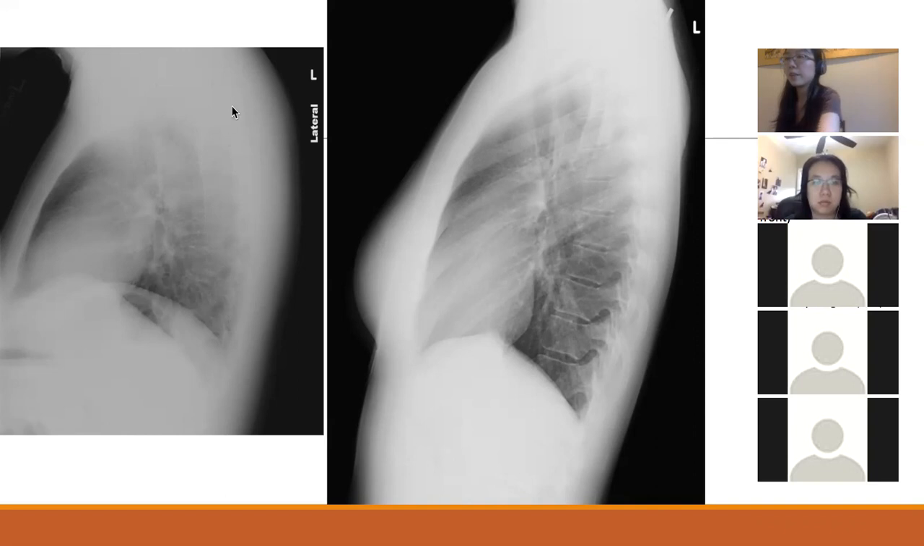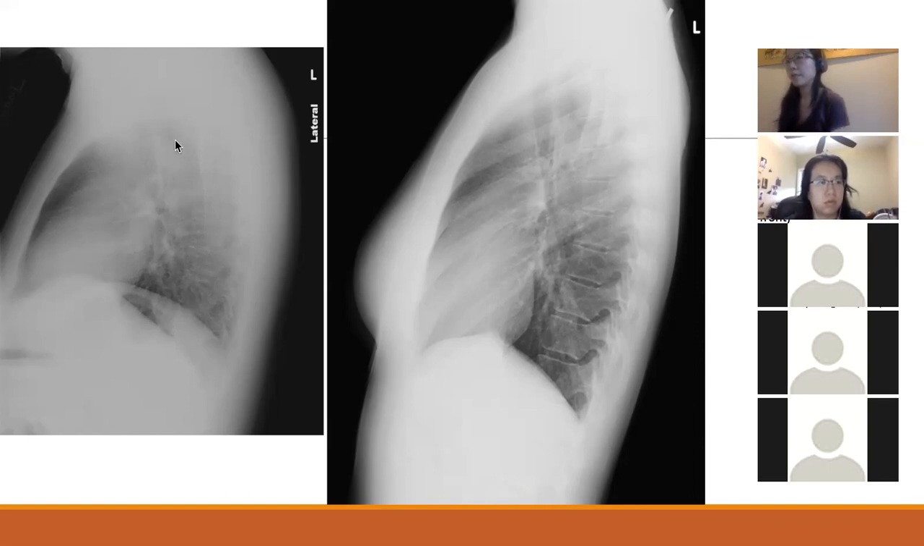So this lung right here is your left lung. This lung is going to be your right lung. And this was the only point that was highlighted in the iBook. So I think laterally, that's probably the biggest thing that you should be aware of.